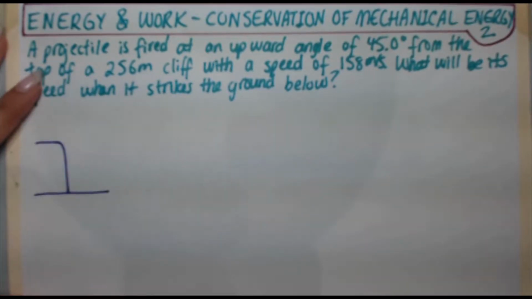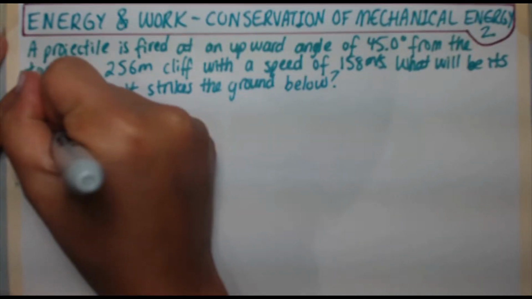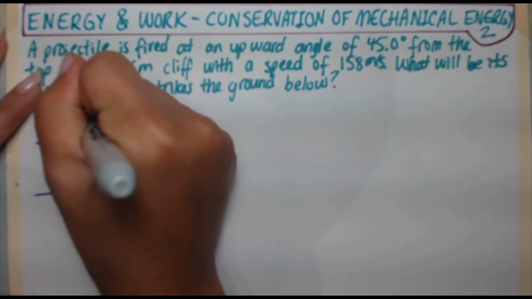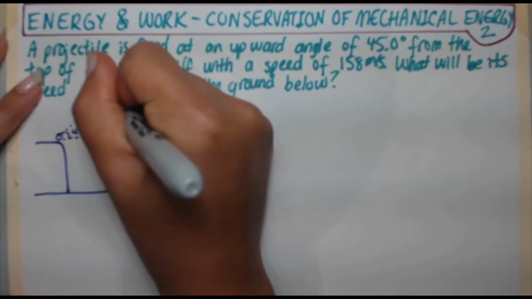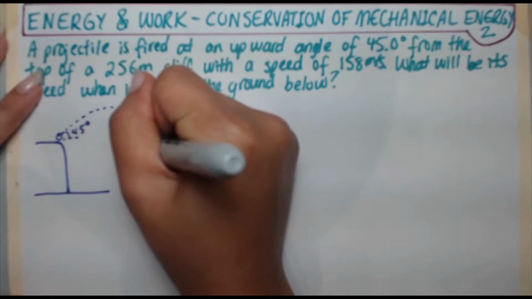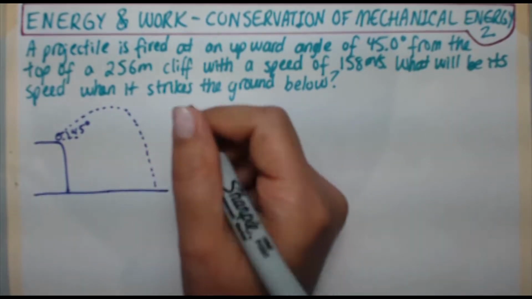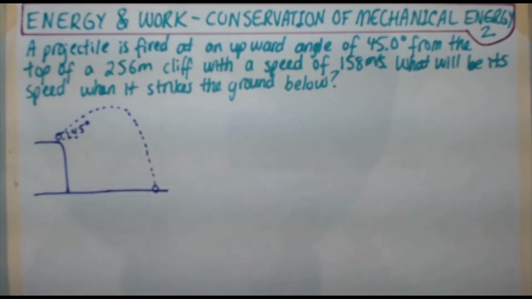There's my cliff. Okay, and there's a projectile on top. It's getting fired at an angle of 45 degrees. So that's 45 degrees. Of course, it's going to go up. It's going to reach its maximum point. It comes back down. And our task is to find its speed when it reaches this point right here.